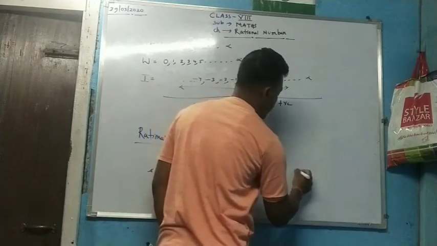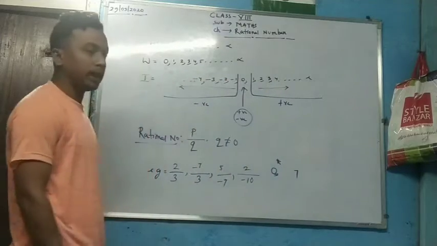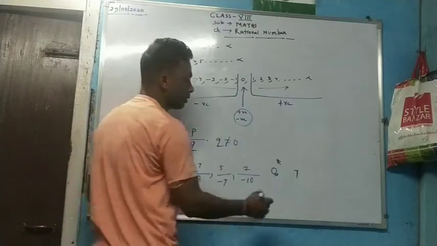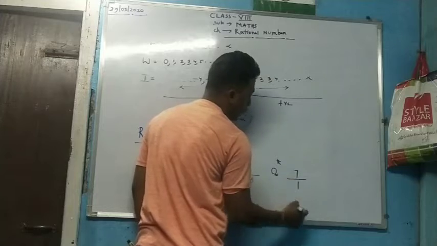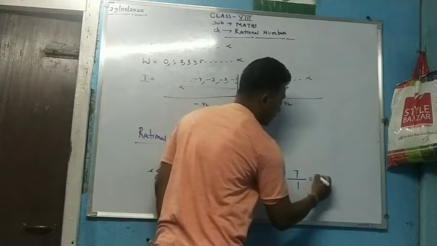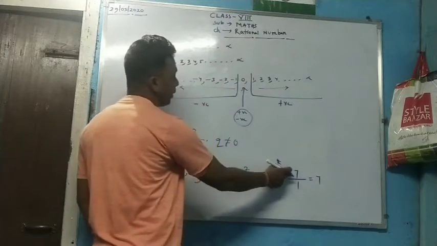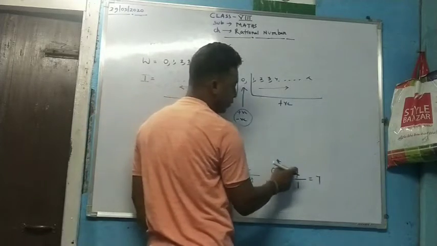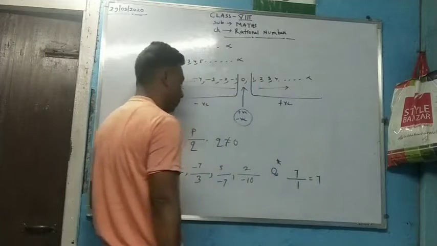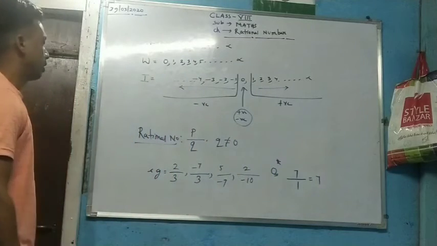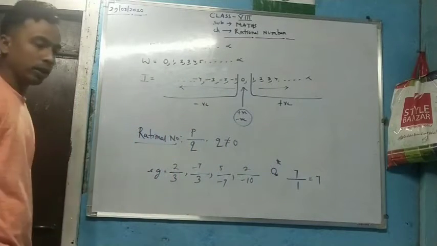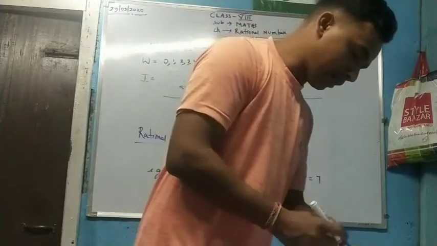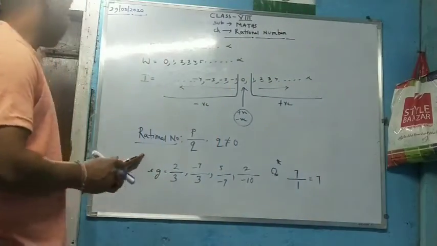Now tell me, is 7 a rational number? Yes, 7 is rational, because if I put 1 in the denominator, the value does not change. It will be 7. So in the numerator, in place of p it is 7, and in place of q it is 1. So 7 is a rational number. Okay, I've given you some examples of rational numbers. Now I'll go to some properties of rational numbers.